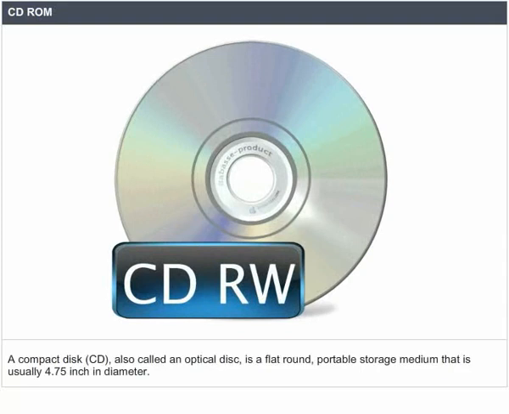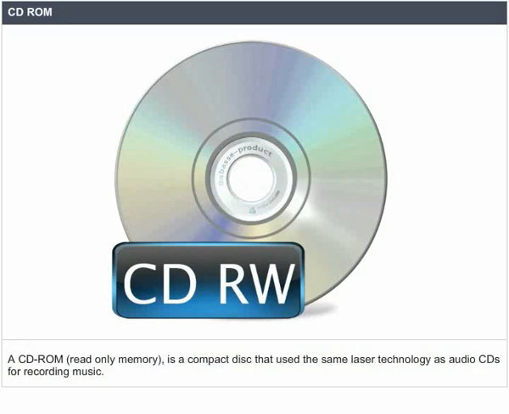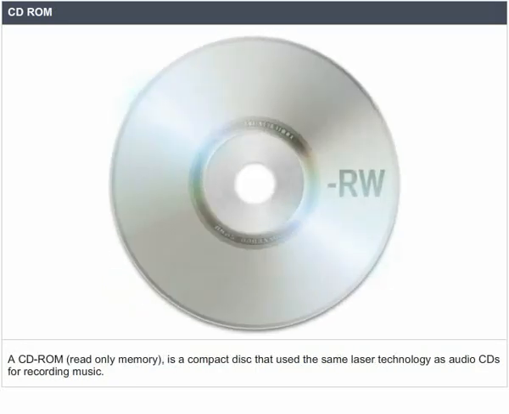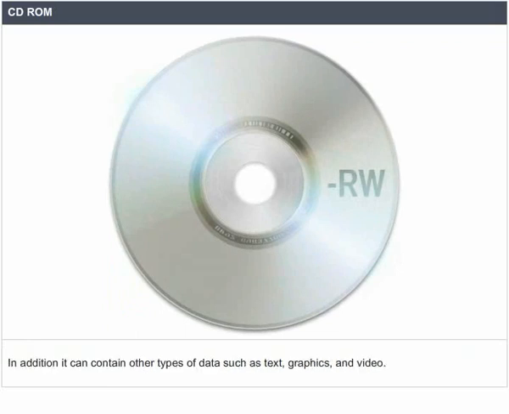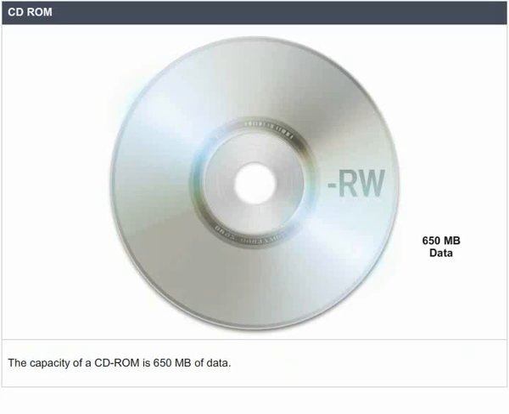CD-ROM. A compact disc, CD, also called an optical disc, is a flat, round, portable storage medium that is usually 4.75 inches in diameter. A CD-ROM, read-only memory, is a compact disc that uses the same laser technology as audio CDs for recording music. In addition, it can contain other types of data such as text, graphics, and video. The capacity of a CD-ROM is 650 megabytes of data.